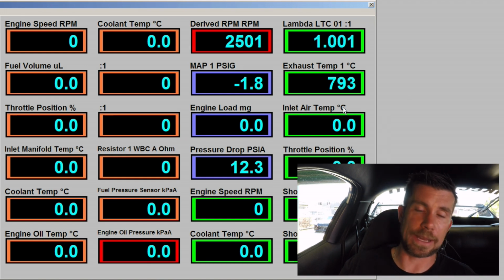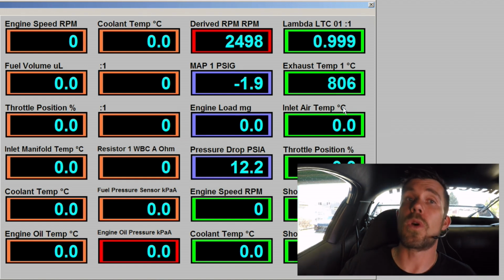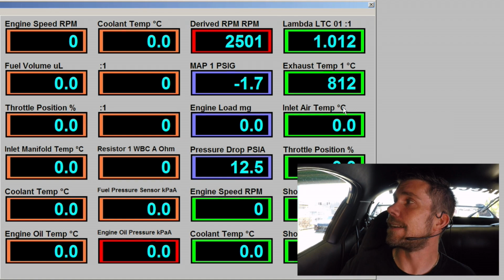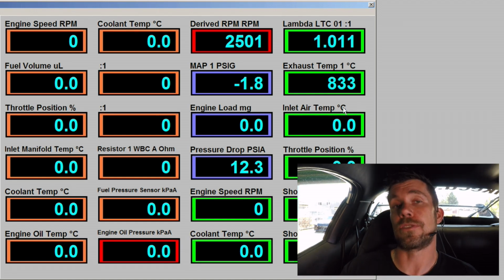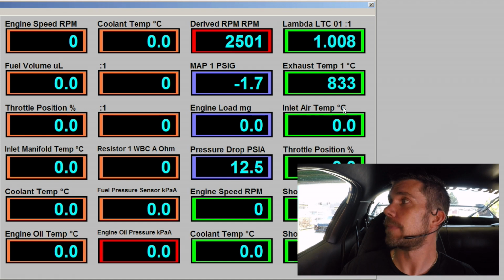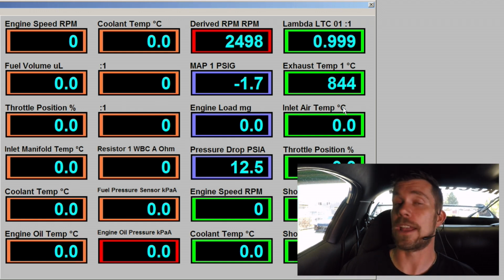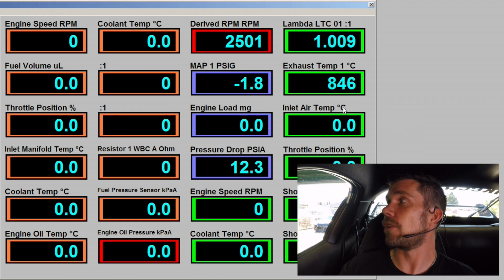Remember, we were running at around about 0.95, 0.96. I've now leaned the air-fuel ratio out to lambda 1, and you can see our exhaust gas temperature has climbed. We're sitting now at 820, 830 degrees centigrade. And as I said, it does take a little bit of time for that exhaust gas temperature to stabilize, and it does move around a little. You can see we're now hitting about 835, 840 degrees centigrade.